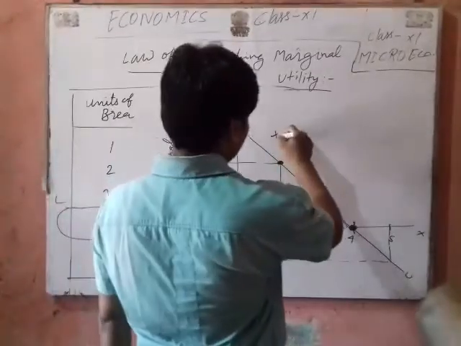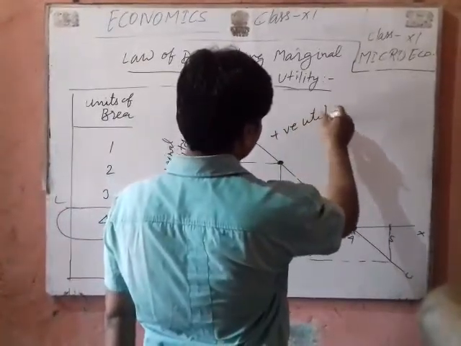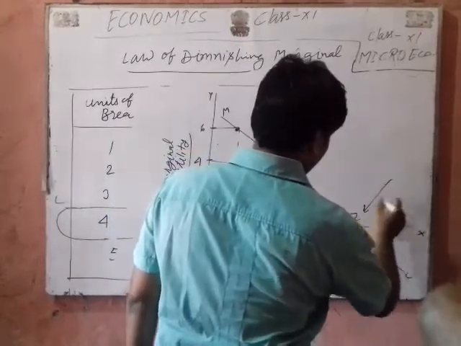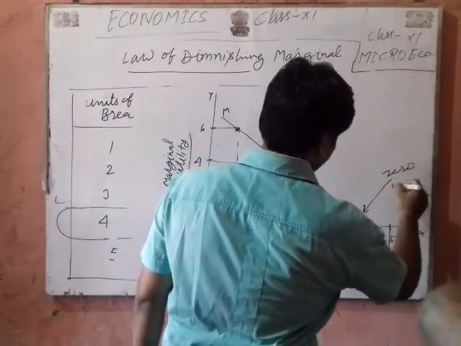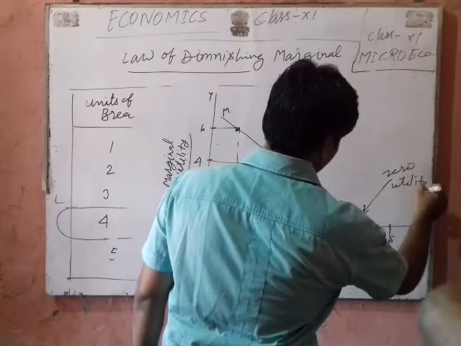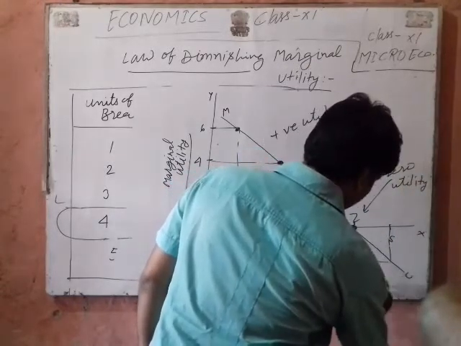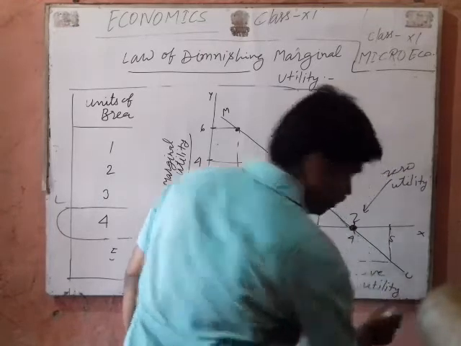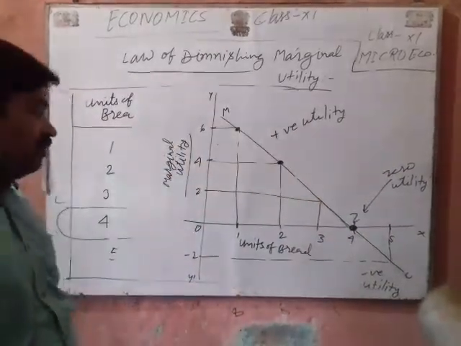Here it is the positive utility. It is the point of zero utility. And these are the negative utility.